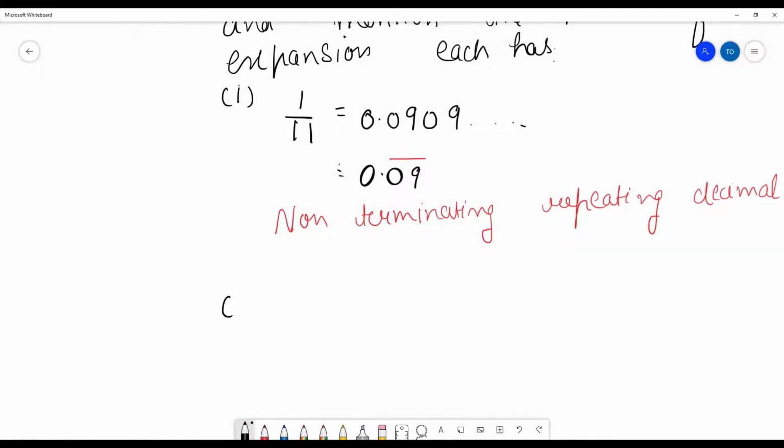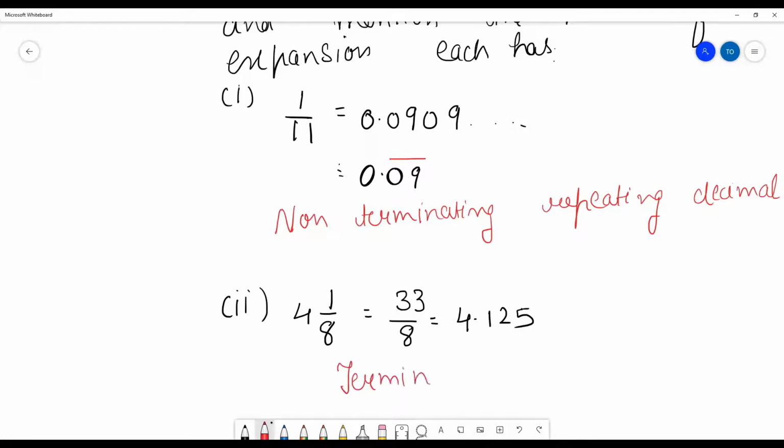For example, our second question, 4 1/8. So we solve it, then we will get 33 upon 8 and it is coming as 4.125. So this is exactly the answer. This is a terminating decimal. So in this way we can do many. And if any number is given to you, you can very easily write what kind of number it is.